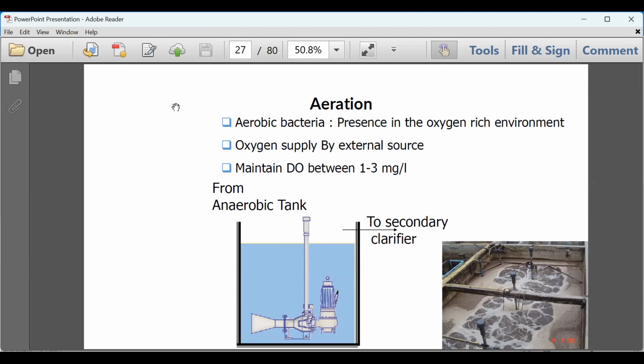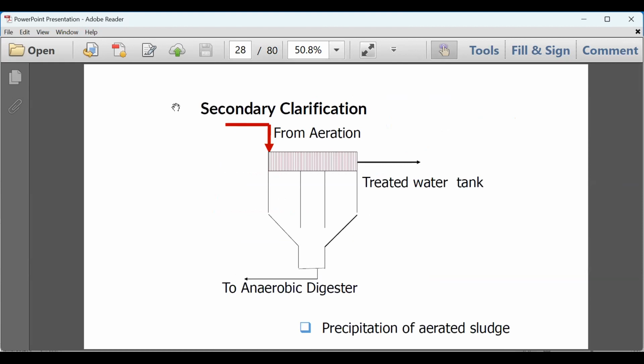Then secondary clarifier. The aerated water coming out from aeration tank is separated into solid and liquid at the secondary clarifier. Supernatant flows out and precipitated sludge at the bottom is frequently returned or wasted.